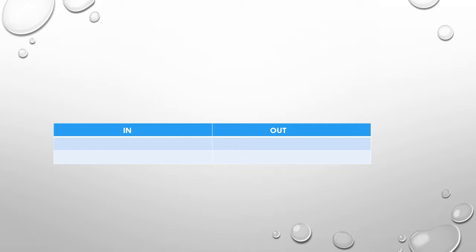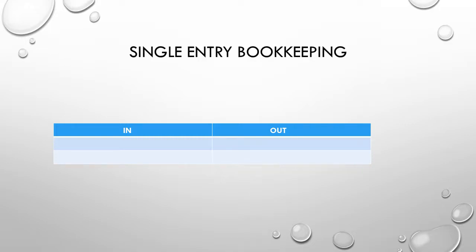Okay, in this crash course, you will be learning single entry bookkeeping. Single entry bookkeeping is quite simple. You need not know about the debit and the credit. All you need to know is in and out. In will be all your income and out will record all your expenses.